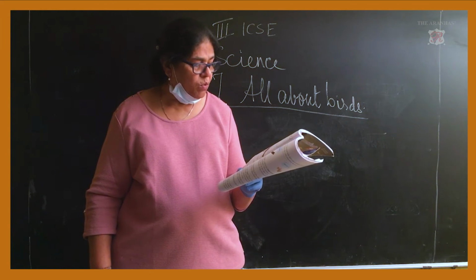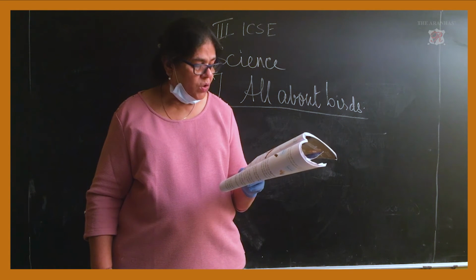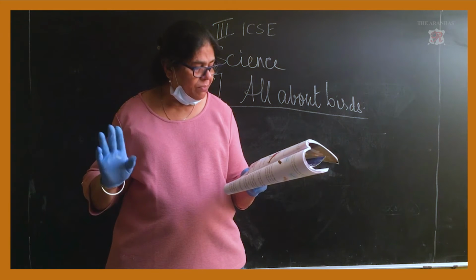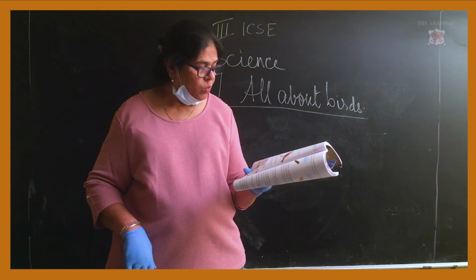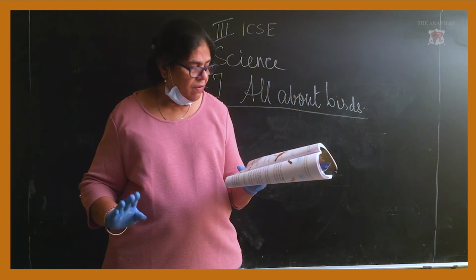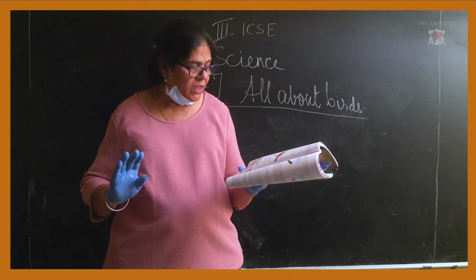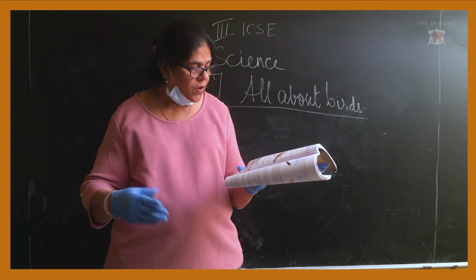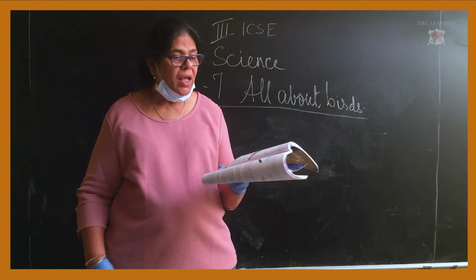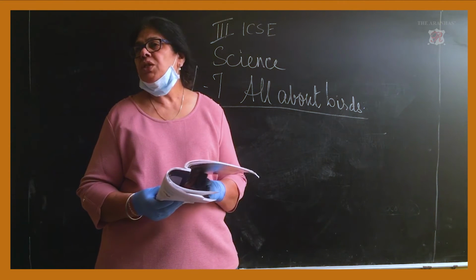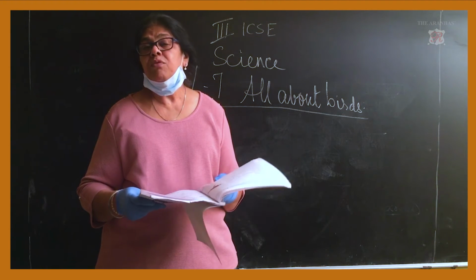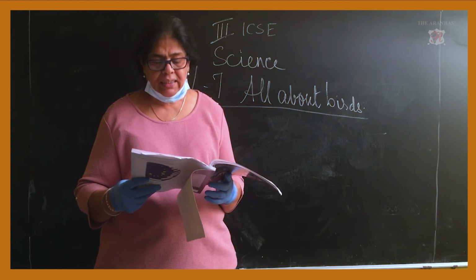The wings move upwards and backwards, and that helps them to fly. And there's a downstroke. In the downstroke, the wings move downward and forward. So there are two different strokes, the upstroke and the downstroke. These two strokes help the bird to fly, and they make the movement of the birds very easy.